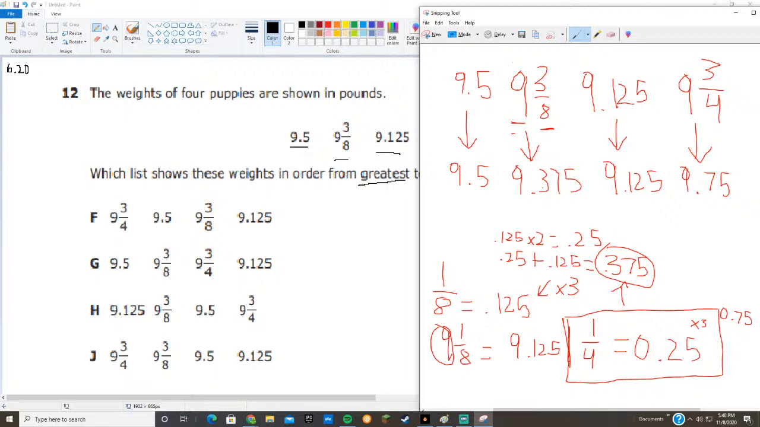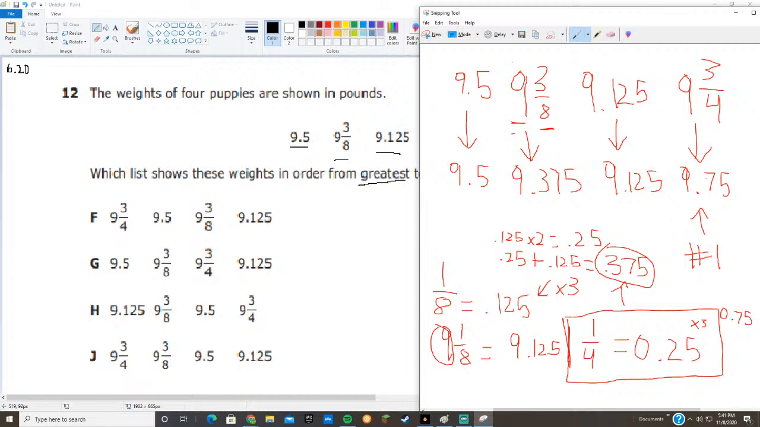9.5, 9.35, 9.125, or 9.75. Well, this one here is 9.125, 9.375, this is 9.5, and this is 9.75. And we know this 9.75 is bigger than all of those other numbers, so we can say this here will be our number 1 number in the sequence because it's from greatest to least.